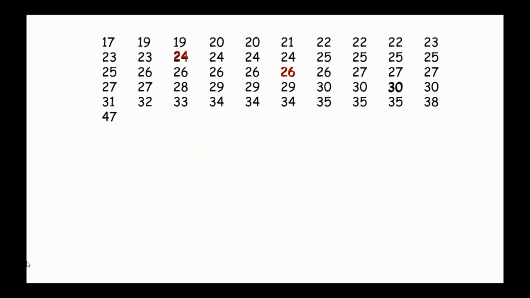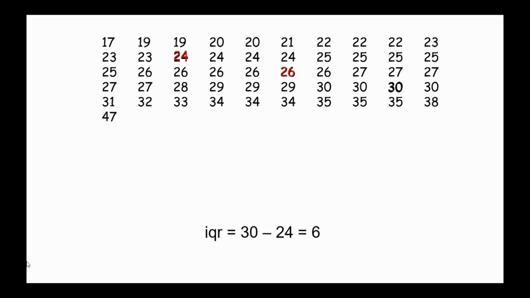So to get the interquartile range, I'll subtract the upper, I'm about to say it backwards. I'll subtract the lower from the upper. So 30 minus 24 is 6. So that's our interquartile range.